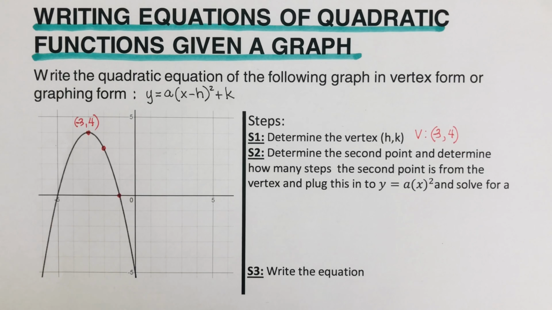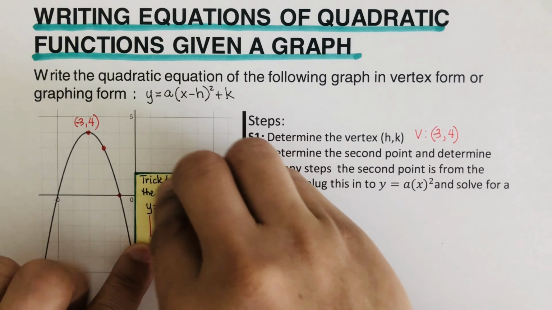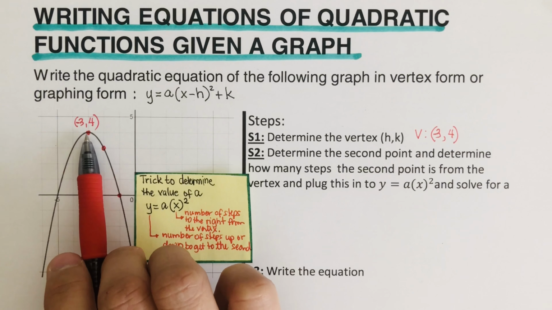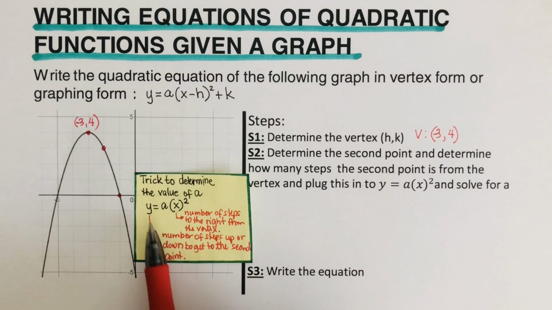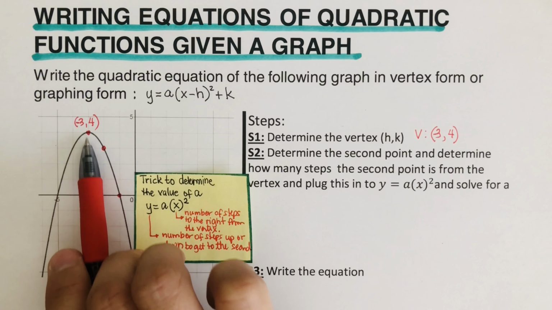The second point is from the vertex, and we plug this into y equals ax squared. So this is the trick right here. The trick is to determine the value of a. This is pretty much like the parent equation of a quadratic function, y equals ax squared. The x in this equation for step 2 is the number of steps to the right from the vertex, and the y represents the number of steps up or down to the second point.